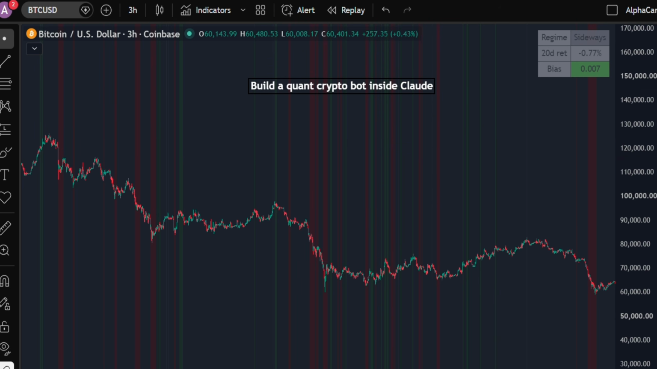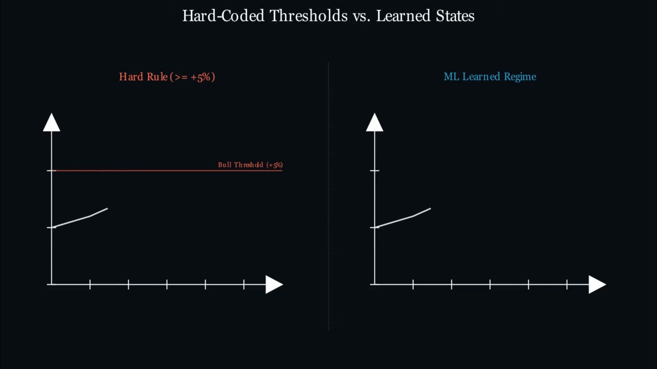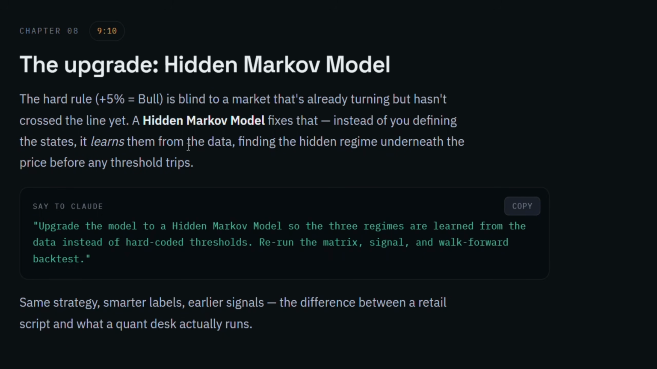Here's where we actually upgrade it. Everything so far used a hard threshold. 5% up, and you're officially a bull. But what if the market is already turning and just hasn't crossed the line yet? The hard rule is blind to that.